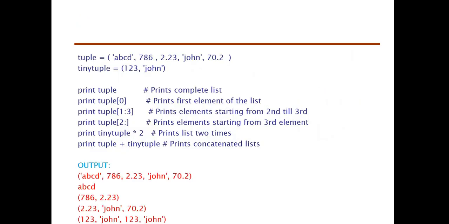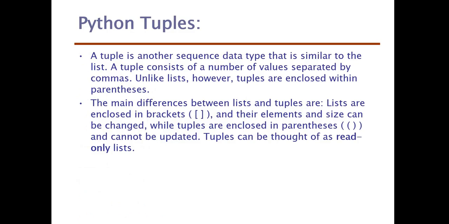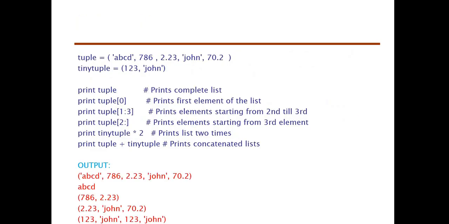Now we can see the tuples. Here we are showing all the values: abcd, 786, 2.223, john and 70.2. These are the actual values, and in a tuple like 123, john, strings are in inverted commas, and we are enclosing them with parentheses. As we already discussed in previous slides, parentheses and brackets.